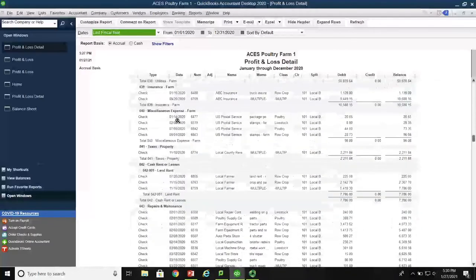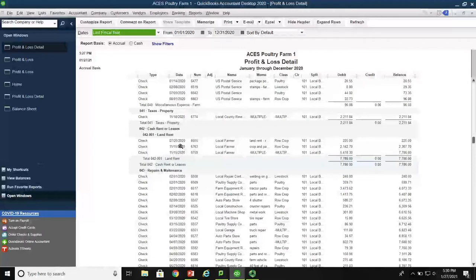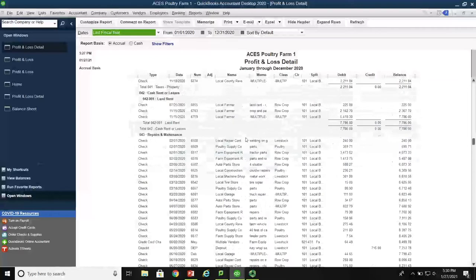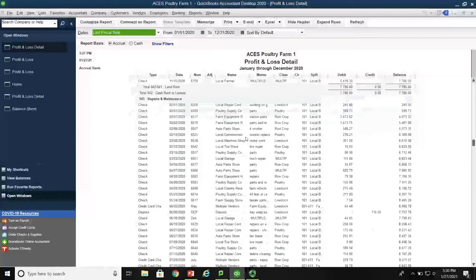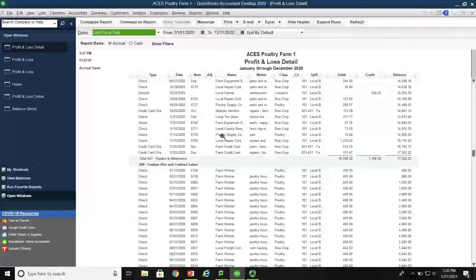Here's farm insurance. Then we have 1, 2, 3, 4 transactions of miscellaneous expense for the U.S. Postal Service. We have property taxes. And then we've got some land rent. Looks like we rented land from a local farmer for about $7,800. And we'll get back to that 1099 in a minute. Then we have a number of repairs, a number of checks, and credit card charges for repairs and maintenance. Lots and lots of those.